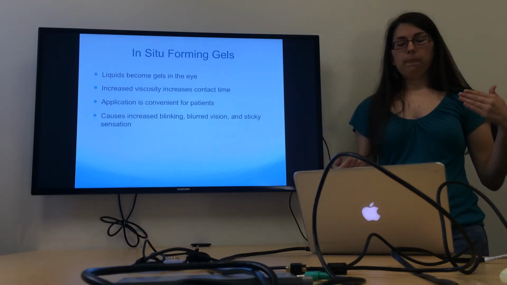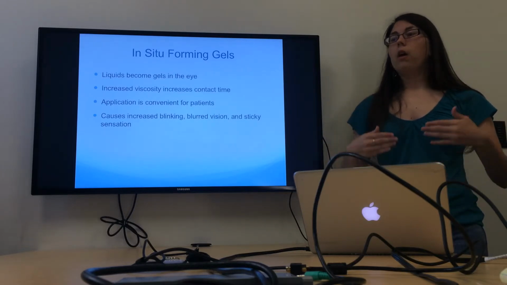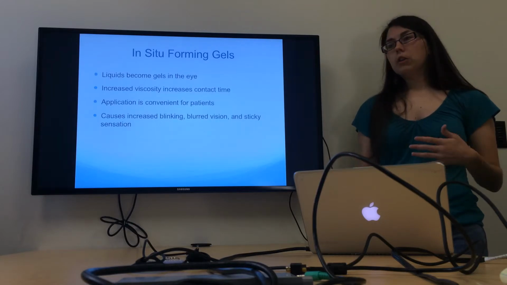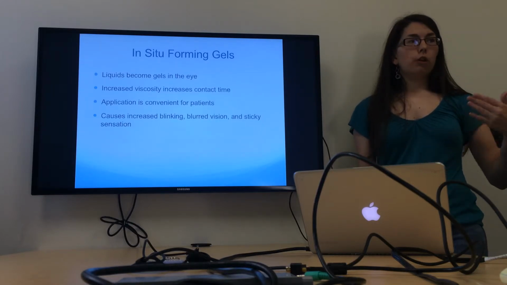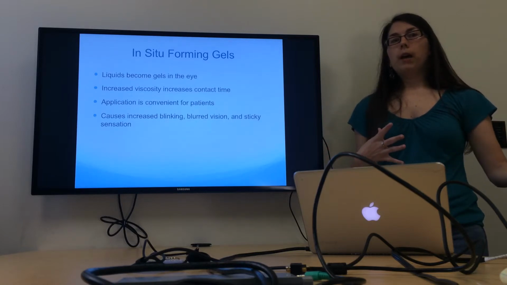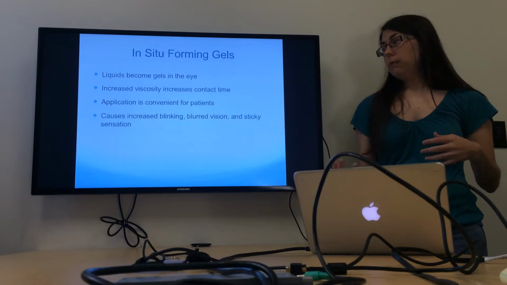But this also increases the contact time. So it's just sitting there, it's not going to go anywhere. You have more time for the drug to be released. This application is convenient for patients because it starts as a liquid. So it can be applied like eye drops would be, but it would stay there and immediately become a gel as soon as it goes into your eye.